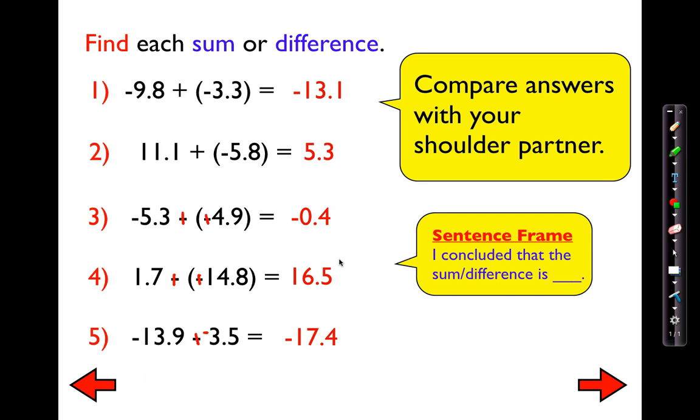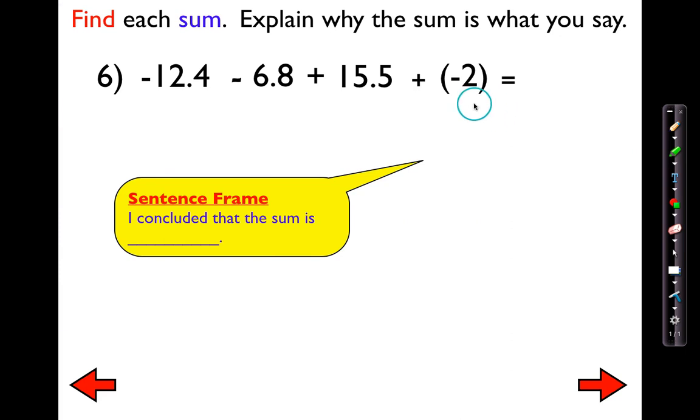Okay, so now that we're all warmed up, let's go ahead and try some problems like this. It says in the instructions, find each sum. Explain why the sum is what you say. So notice here it says -12 4/10 minus 6 8/10 plus 15 5/10 plus -2. So the very first thing that I'm going to do is look for any subtraction, because if there is, I want to turn it into an addition problem. I do recognize the subtraction here, so we're going to add the opposite. The opposite of 6 8/10 is -6 8/10.